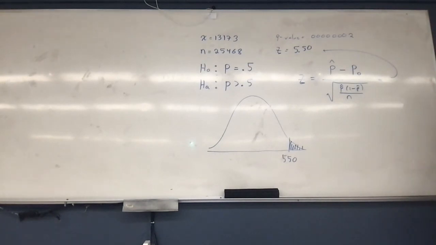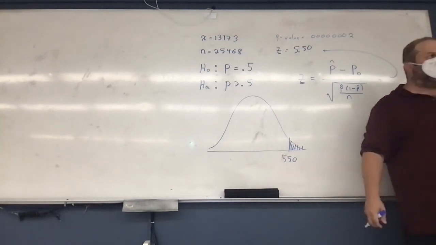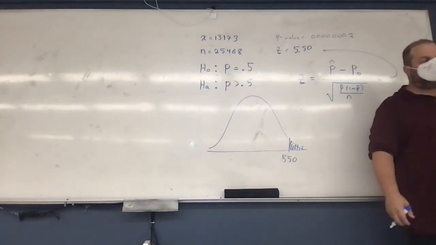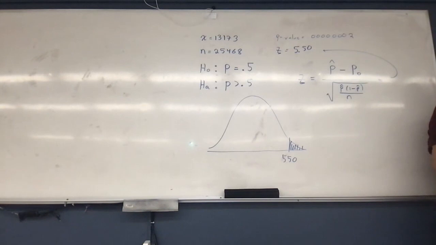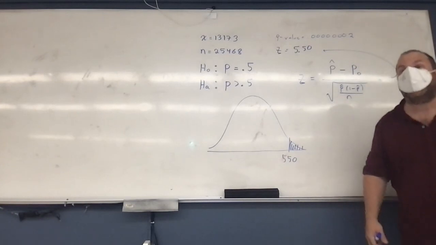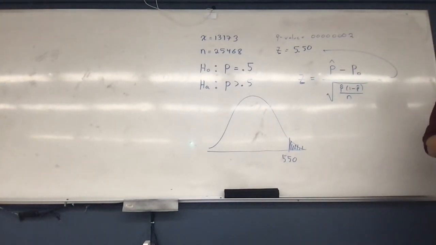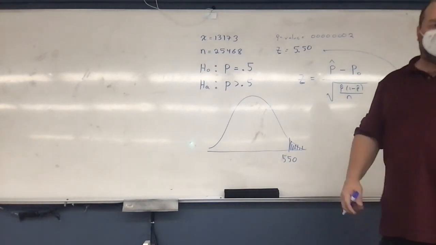So where on my calculator should I go? Where on my calculator do I go to calculate the likelihood of being past 5.50? Normal CDF. You'd only be using one CDF. Well, I still want to know which one. What's my lower? 5.5. What's my upper? 9.01. What do I get? 0.00002.